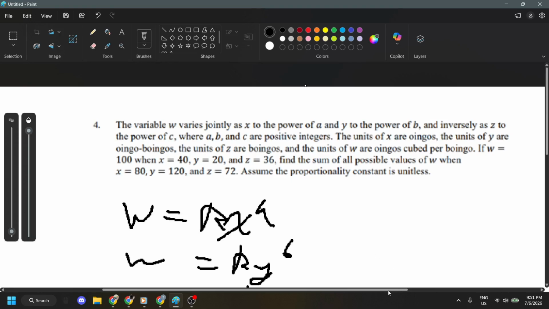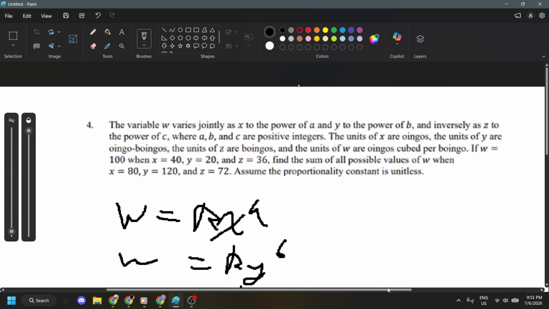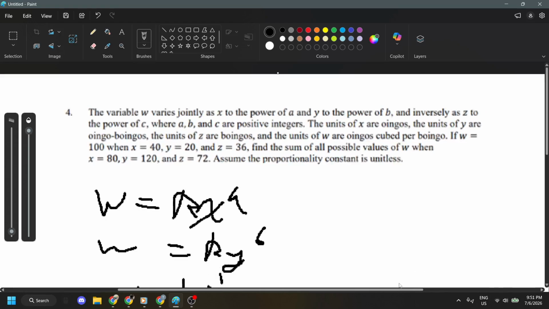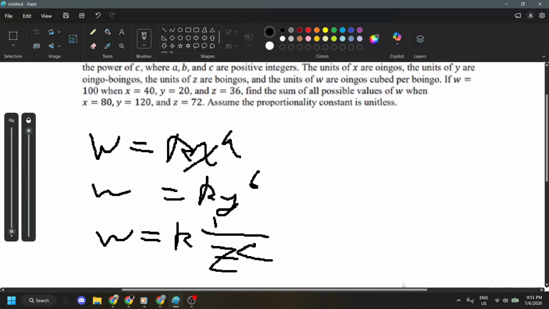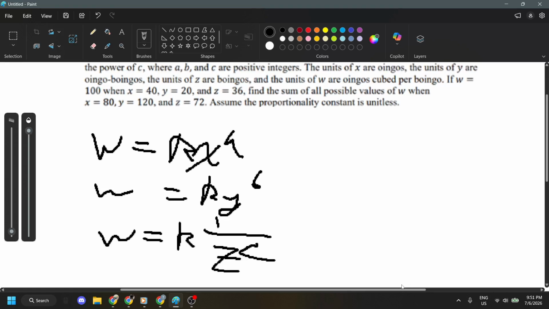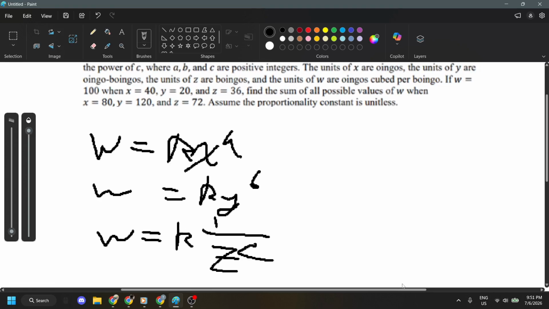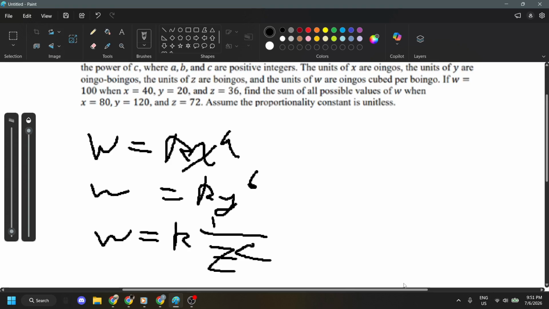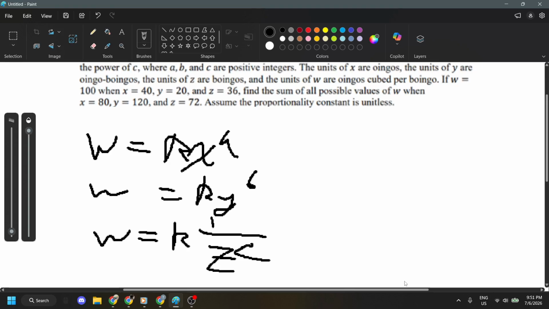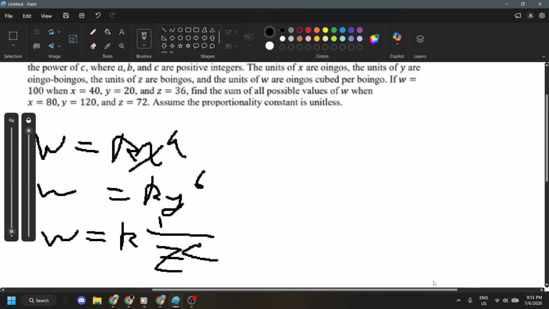The units of x are in oingos. The units of y are in oingo-boingos. The units of z are in boingos. And the units of w are in oingos cubed per boingo. If w is equal to 100 when x is equal to 40, y equals 20, z equals 36, find the sum of all possible values of w when x is equal to 80, y is equal to 120, and z equals 72.